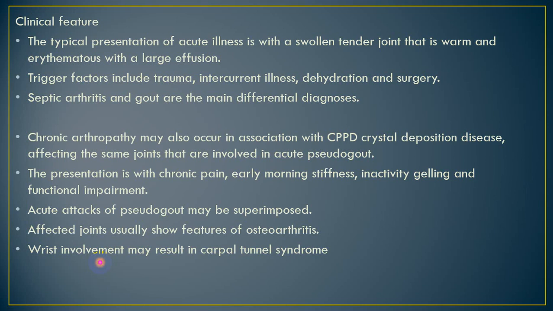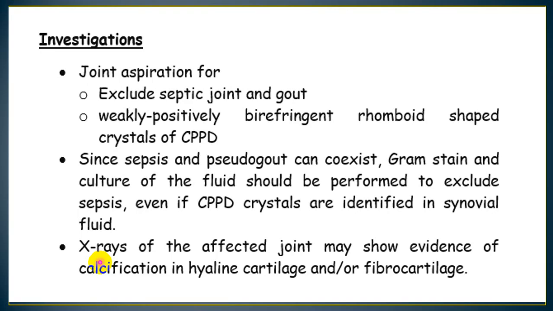In a chronic state, the patient usually presents with chronic mild pain, early morning stiffness in the affected joint, and sometimes even functional impairment. If a patient has a chronic condition, they can sometimes have a superimposed acute attack. The same joints affected by the acute form can be affected in chronic illness. Investigation, the majority of investigation, especially the aspiration, is typical to that of gout.